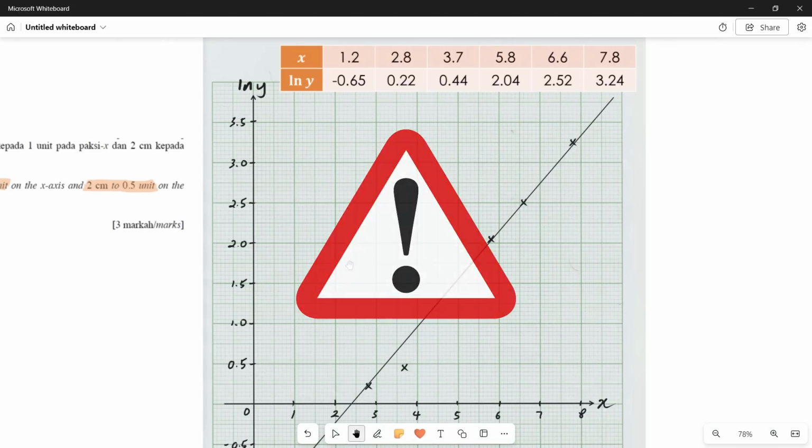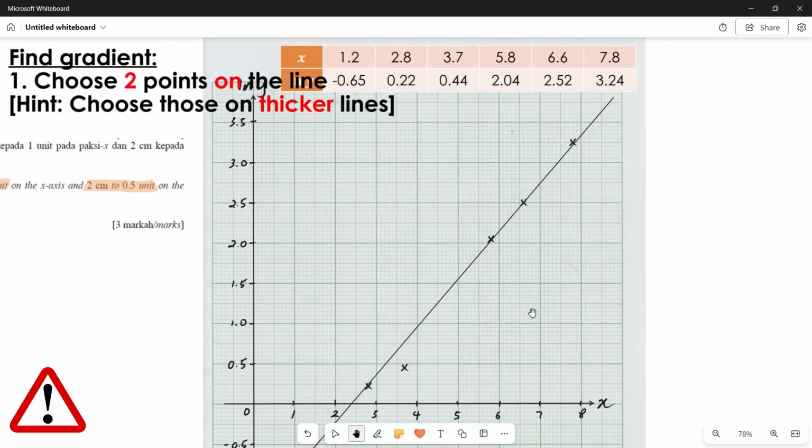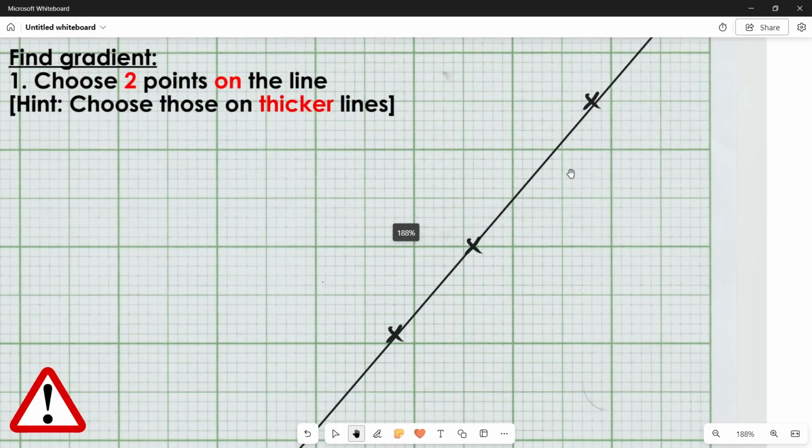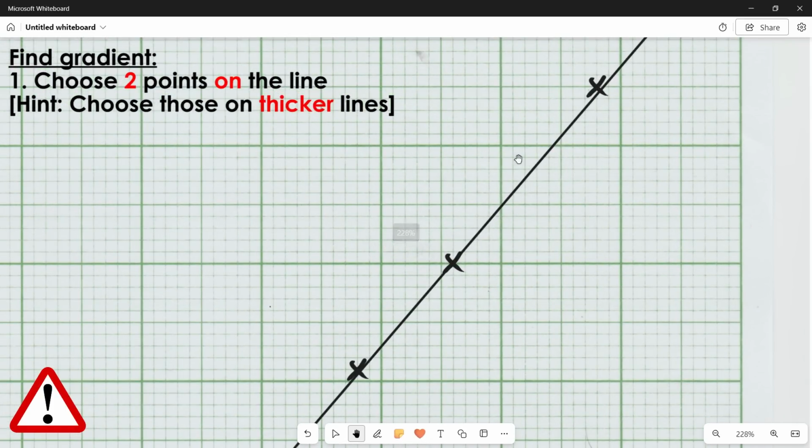So to find the gradient, we need to find 2 points which are on the best fit line, not the points which we have plotted just now. Okay, because as you can see, if I select this one, it's incorrect already. The gradient is not this line. Alright, so when we select points, usually we would select the points which are on the thicker lines on the graph, right? For example, this one, and the lines which are at the middle of the box here, for example, this line. Okay, so the first point would be this one.